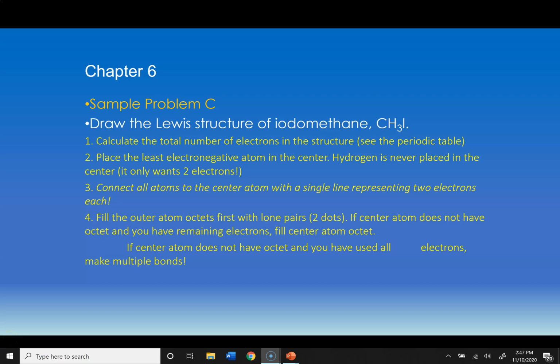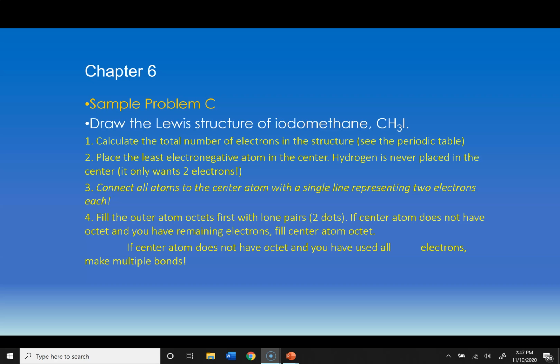In this particular video, I'm going to cover just the rules that we should be following in order to draw our Lewis structures. And I want to go over why we're going to do each and how we're going to do each. And then we're going to go through and do two practice problems. One that uses the idea that we have to make a multiple bond, and one that represents how to fill octets when needed.